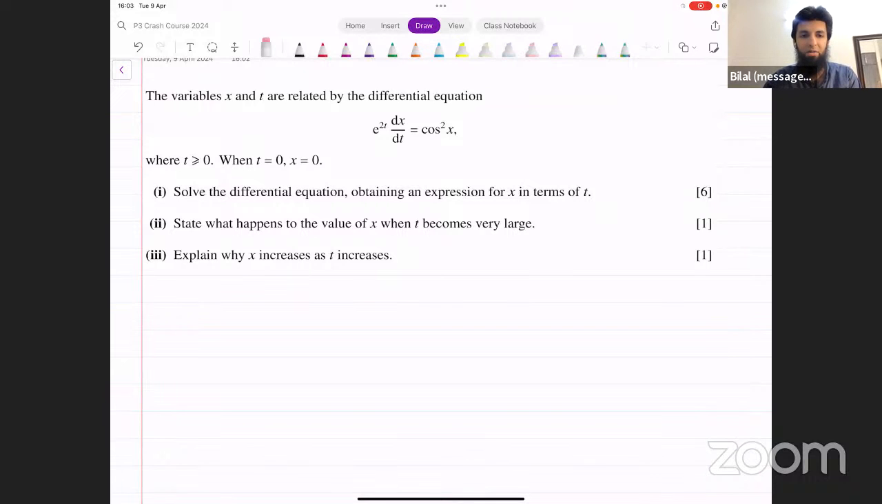You can let me know in the chat box the problems that you have. You can write down your problems there so that we can discuss those questions as well after this one.